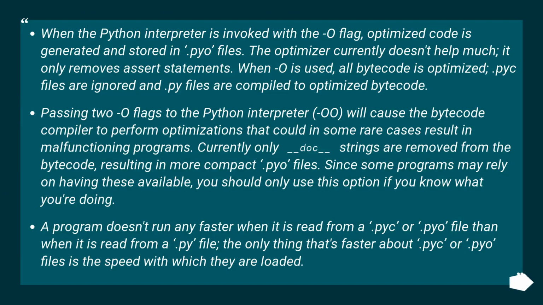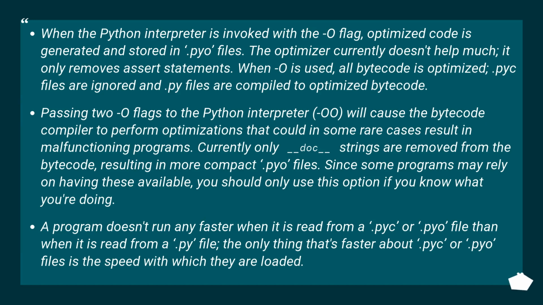When the Python interpreter is invoked with the -O flag, optimized code is generated and stored in .pyo files. The optimizer currently doesn't help much; it only removes assert statements. When -O is used, all bytecode is optimized. .pyc files are ignored and .py files are compiled to optimized bytecode.